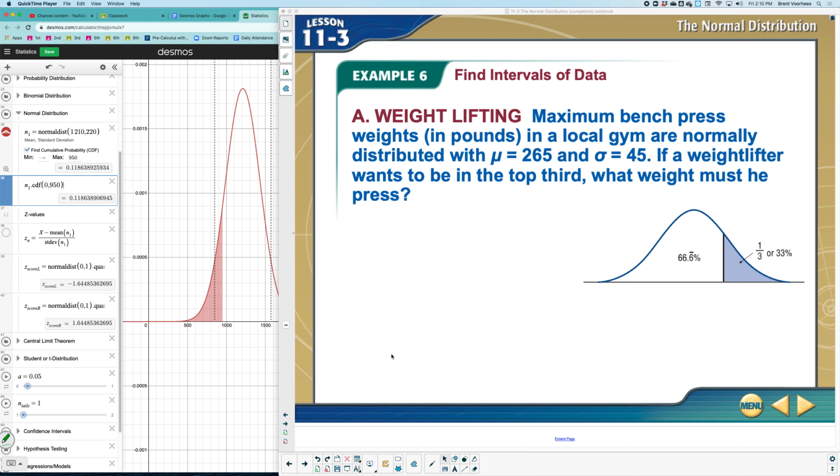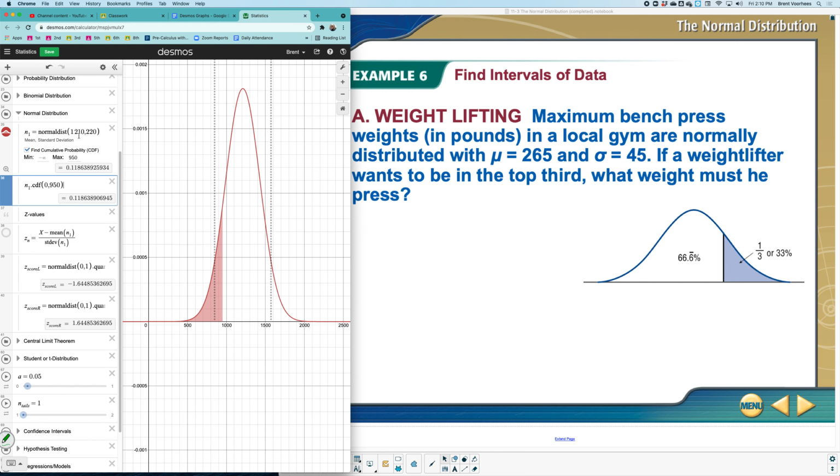Example 6. Let's find some intervals of data. It says weightlifting. Maximum bench press weights in pounds in a local gym are normally distributed with a mean, or an average lifting weight, of 265 and a standard deviation of 45 pounds. If a weightlifter wants to be in the top third, what must he press? So we're looking for how much he would have to lift to be in this region here.